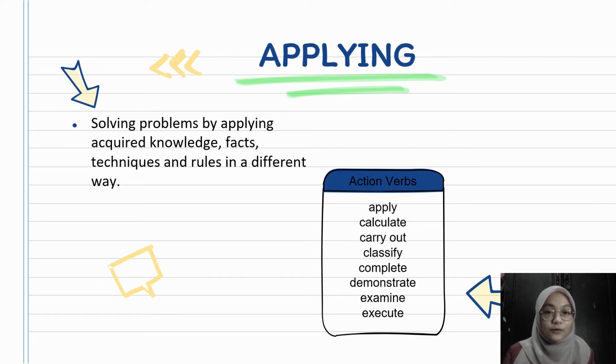In this level, we want to measure either the student can apply their knowledge about the topic that they have learned in a new situation or not. So some of the action verbs that can be used is apply, calculate, carry out, classify, complete, demonstrate, examine, or execute.